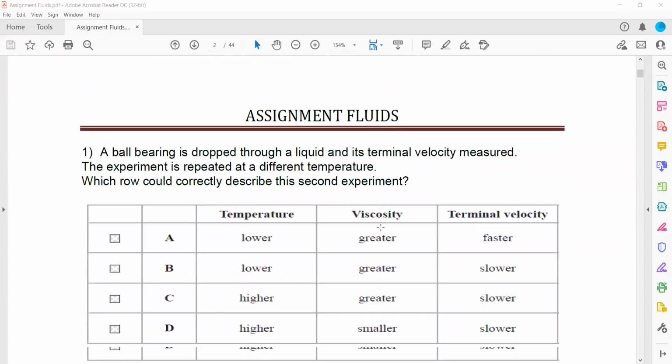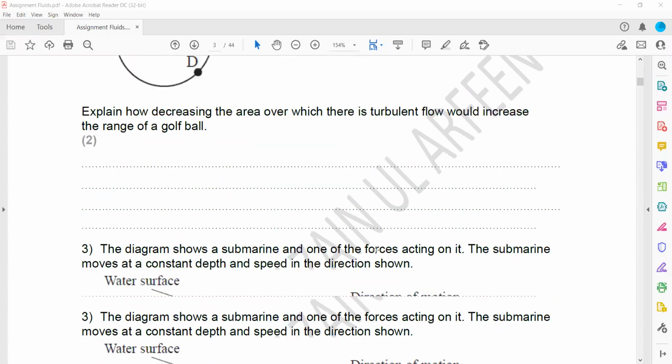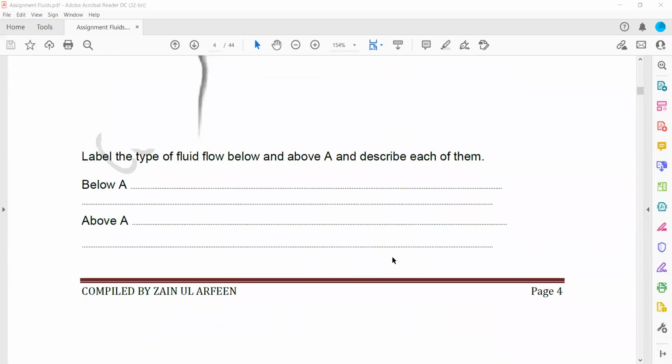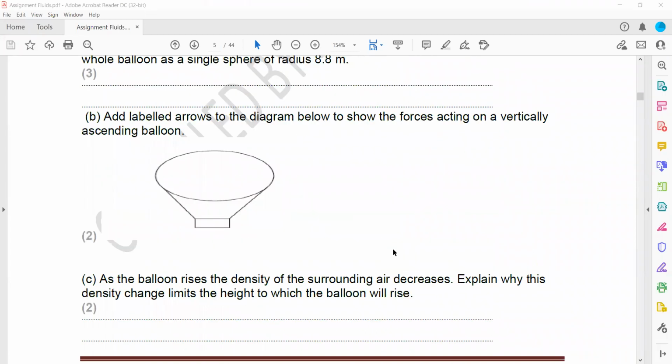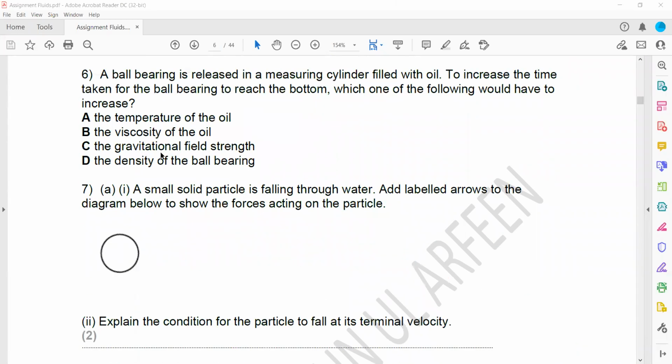The last session we discussed the first 5 questions. Then question 6 onward.